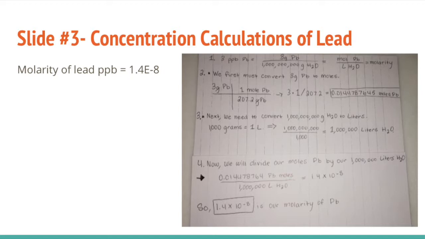a number of 0.014478 moles of lead. And next, we need to convert 1 billion grams of H2O to liters. So there's 1,000 grams in 1 liter, so we will divide 1 billion by 1,000, which gives us 1 million liters of water. Now we will divide our moles of lead by our 1 million liters of water. So we do that, and we get a molarity of 1.4 times 10 to the negative 8.